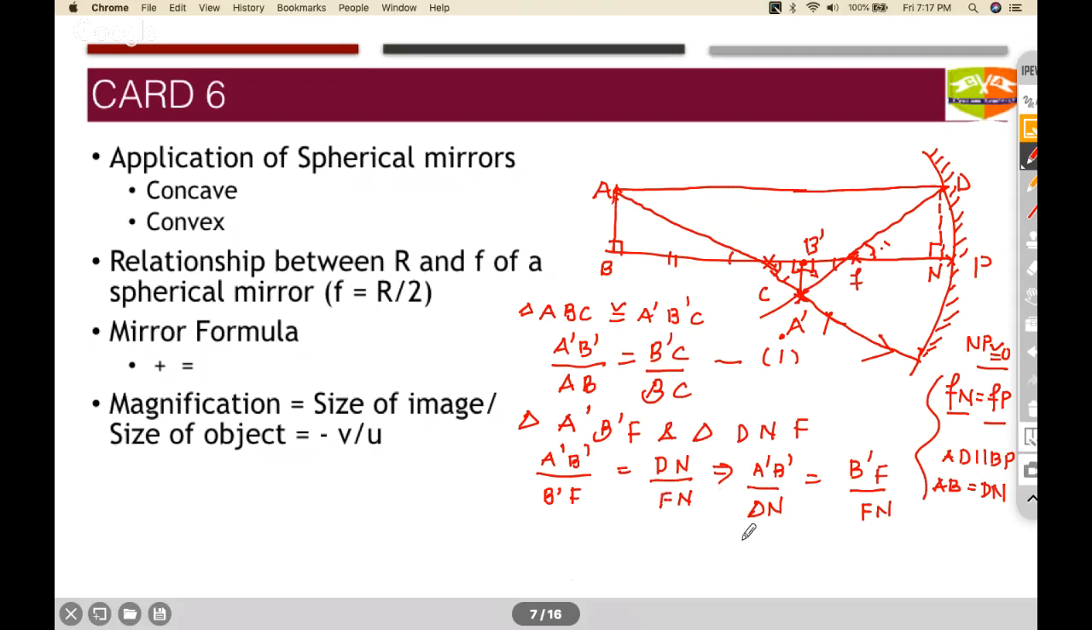I'll replace DN with AB, and B dash F divided by FN I'll replace with FP. So now this is my second equation. Now from equation 1 and 2, A dash B dash by AB is equal to B dash C divided by BC, and B dash F divided by FP. So I can write here that B dash C divided by BC is equal to B dash F divided by FP. I can easily write that from these two equations.